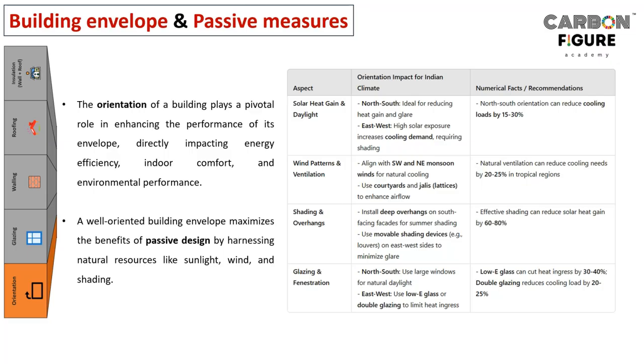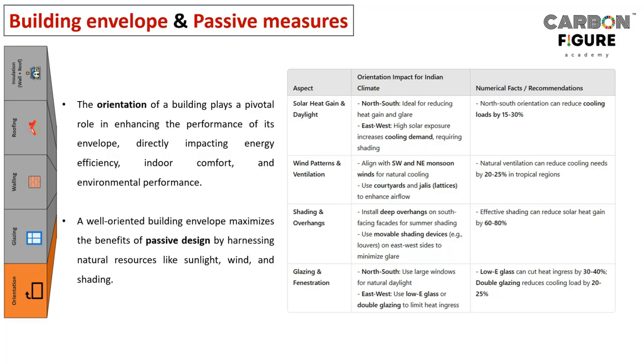Then glazing and fenestration. North south, use large windows for natural daylight in that direction. If you prefer larger windows on the north south sides, then you can get the daylight without facing the sun directly onto your walls, right? East west, use low E glass or double glazing to limit the heat ingress.